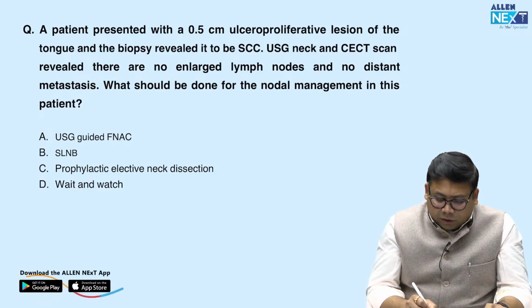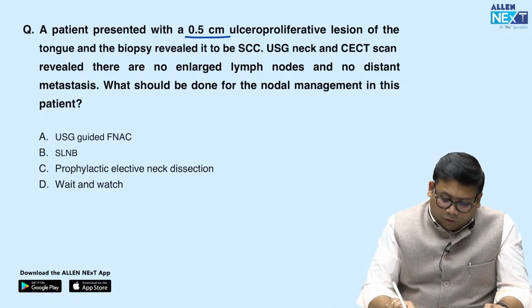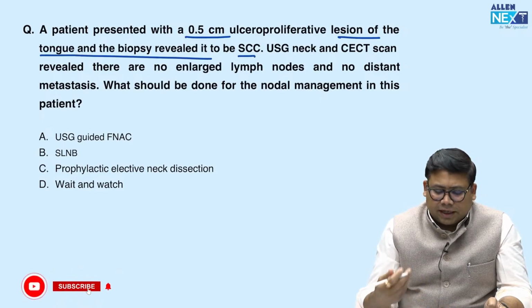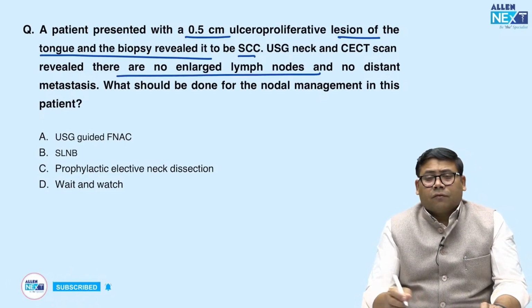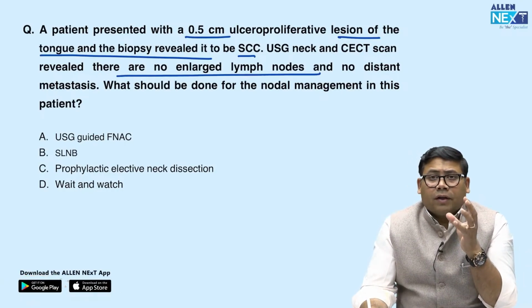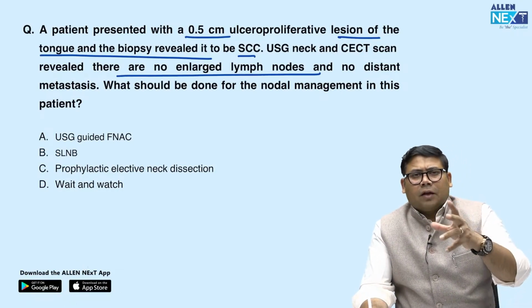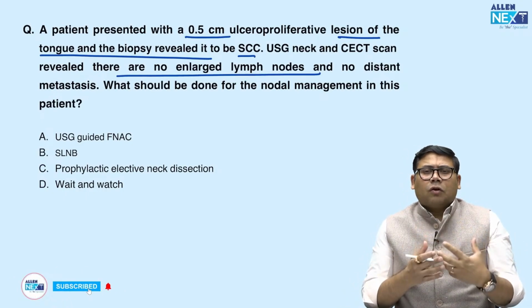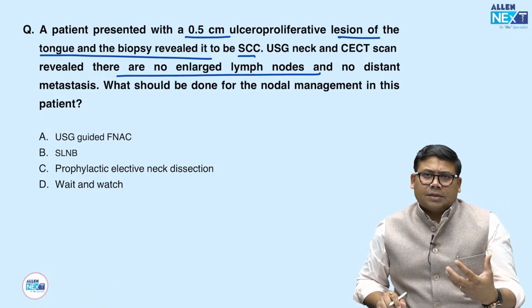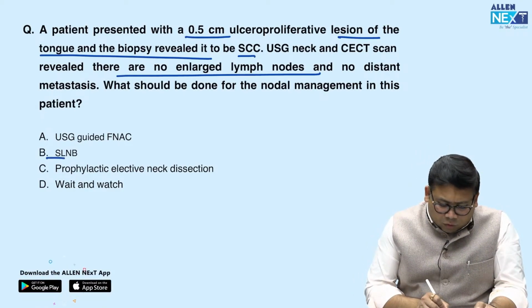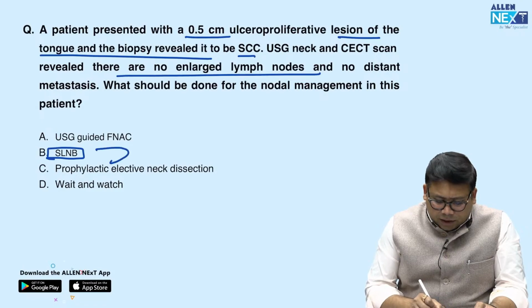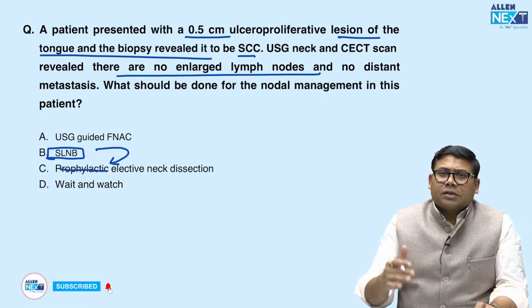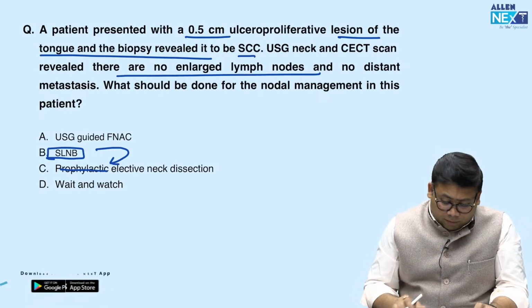Now, patient presented to you with 0.5 centimeter of ulceroproliferative lesion involving the tongue, and the biopsy revealed SCC, USG neck, and CT scan revealed no enlarged lymph node. Now, this is actually a very common scenario where you don't have any enlarged lymph node, yet we are worried. Why? Because of the risk of occult metastasis, micrometastasis. And that is why nowadays it's a rule to go for SNLB. If SNLB is positive, then only we go for neck dissection. So prophylactic neck dissection is now getting replaced by sentinel lymph node biopsy.